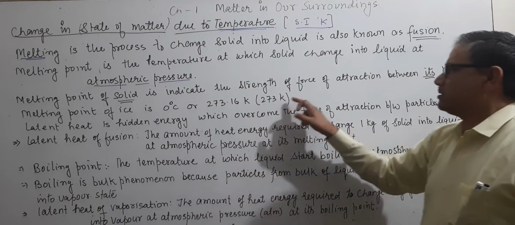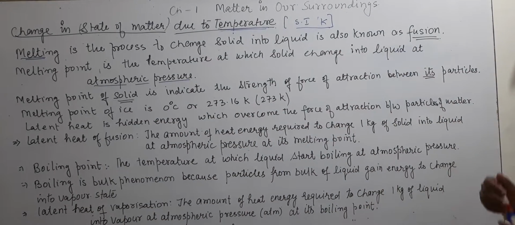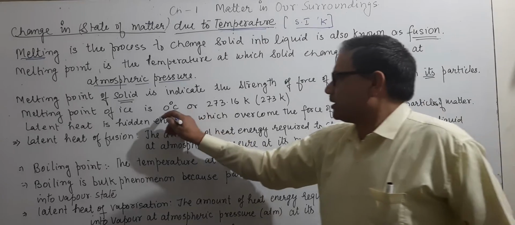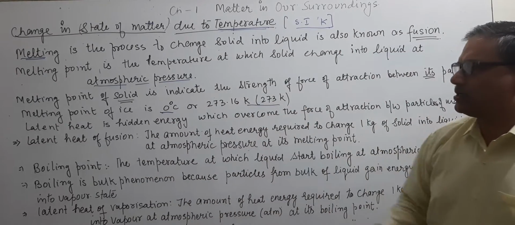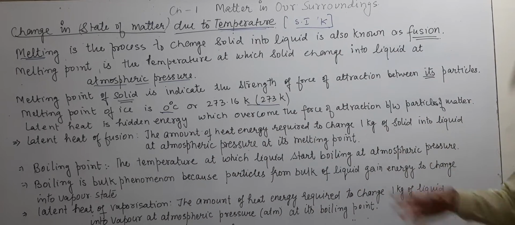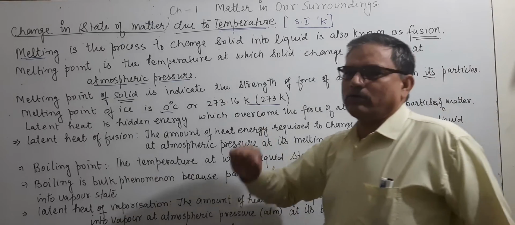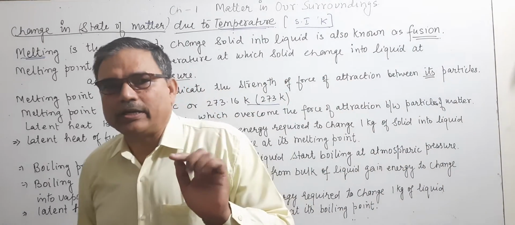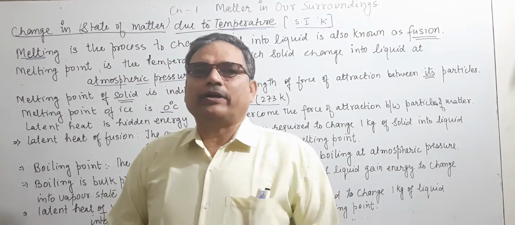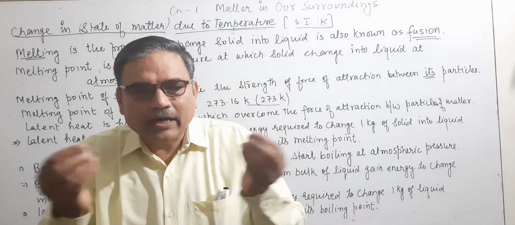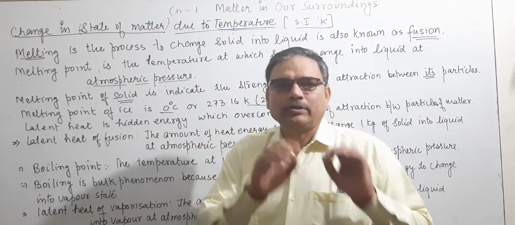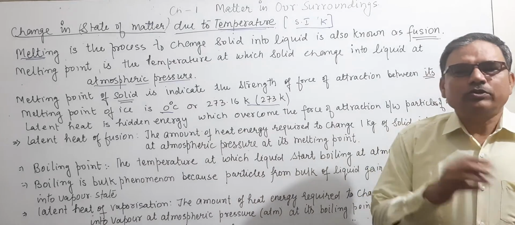The melting point of ice is 0 degrees Celsius. It means there is a relation for this 0 degrees Celsius, and we will discuss it in the next class, next video. And now, what I told you is that the heat energy which overcomes the force of attraction, that energy was not visible to us, it was hidden. Which energy?